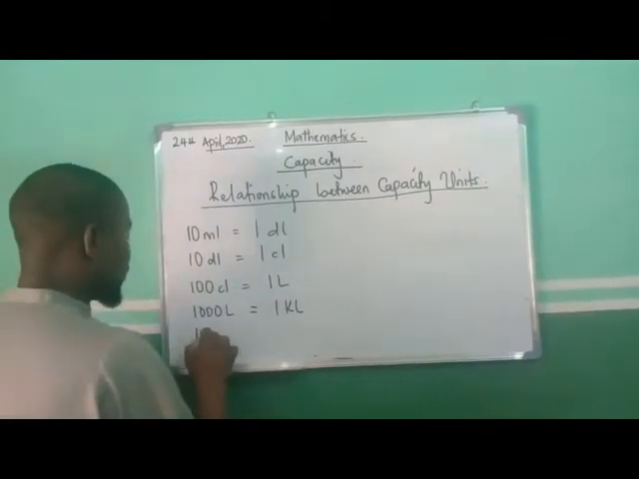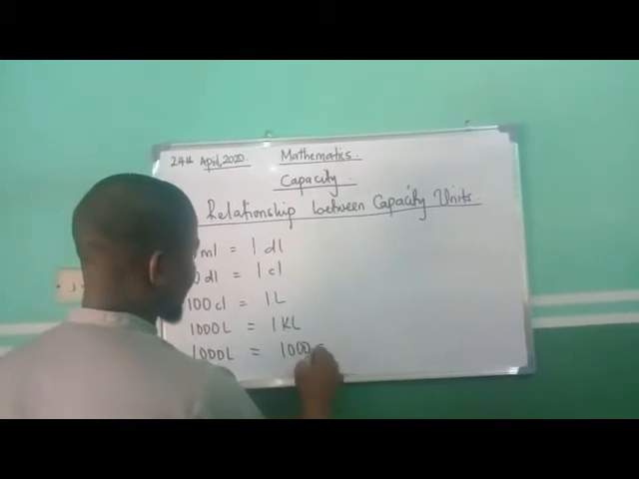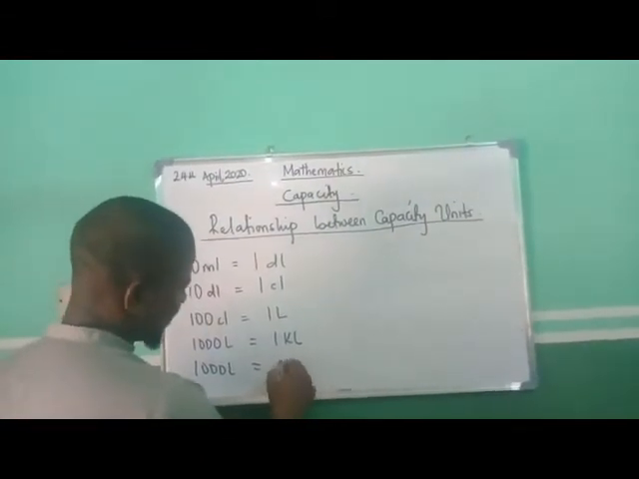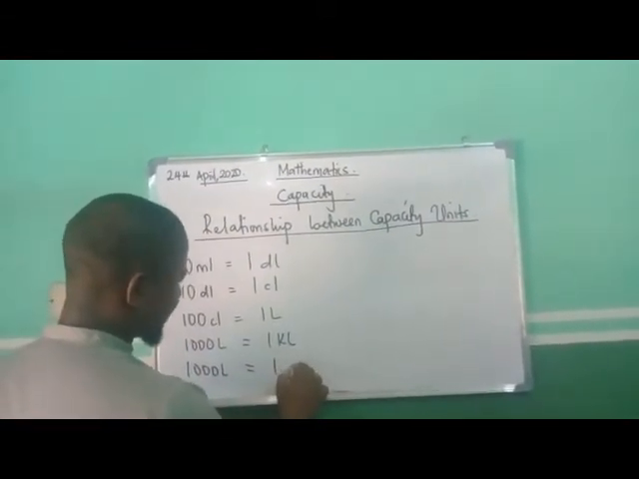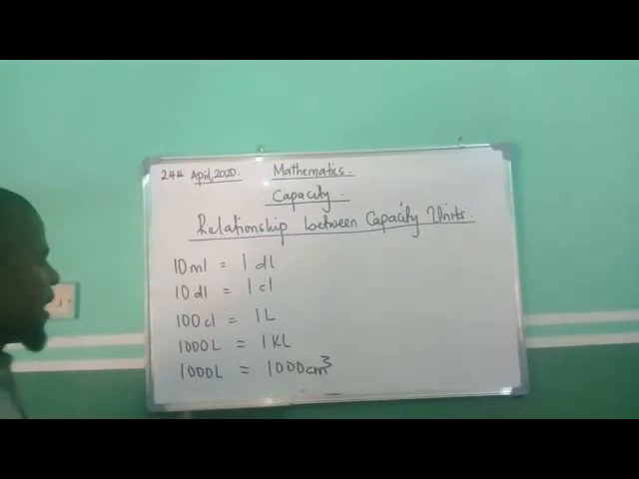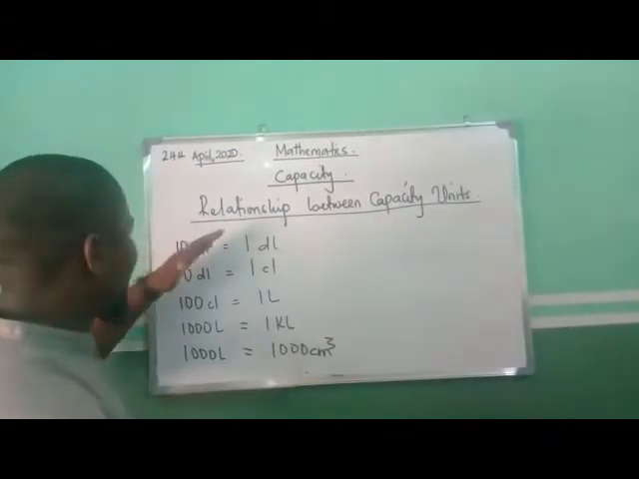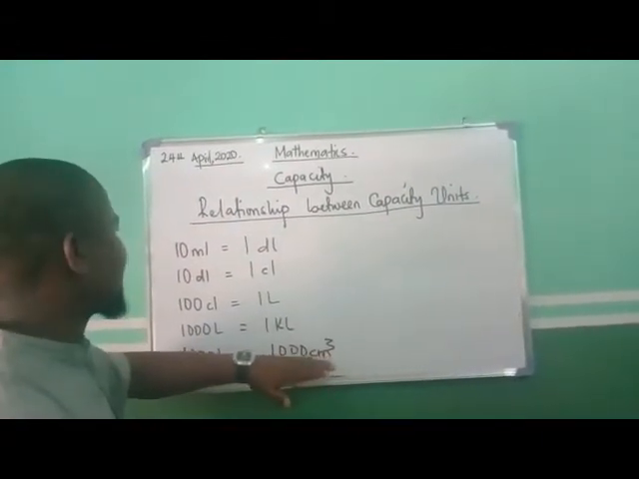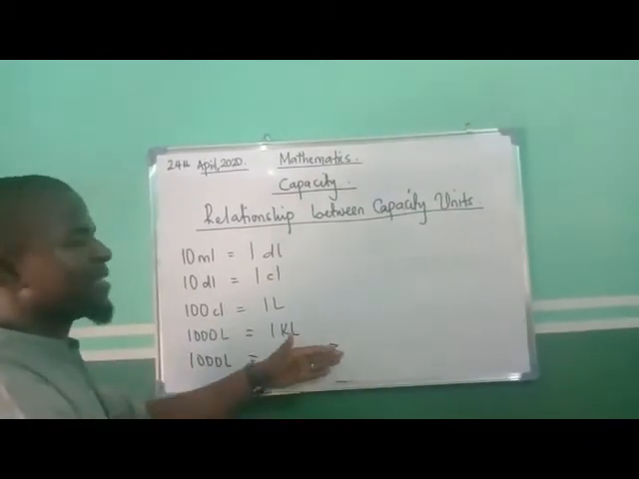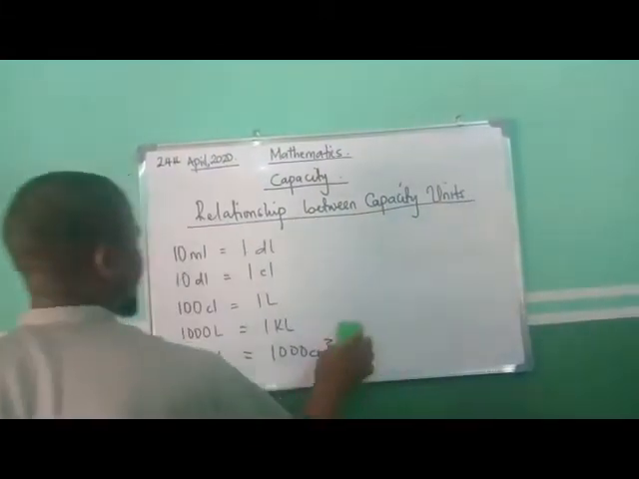You can also say 1000 liters is the same thing as 1 meter cubed, or 1000 decimeters cubed. Okay? So these are some of the units we need to take care of. Let's quickly now see how we apply this in calculating, if a particular capacity is expressed in one unit and you are expected to change it to another. Very quickly. Okay?